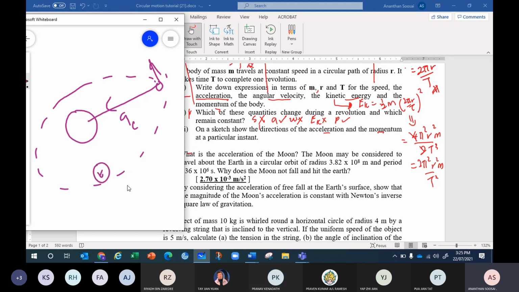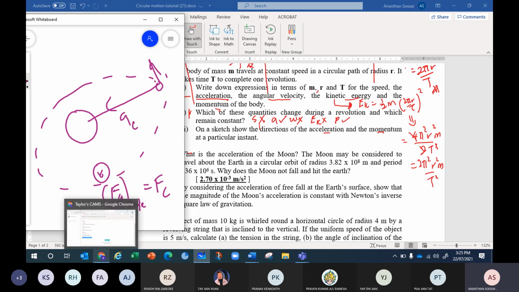The answer given, this is something new for you, is the gravitational force between the Moon and the Earth. The gravitational force between the Moon and the Earth provides the centripetal force for the Moon to go around the Earth. That's why it doesn't fall towards the Earth. So therefore, it doesn't fall towards the Earth.